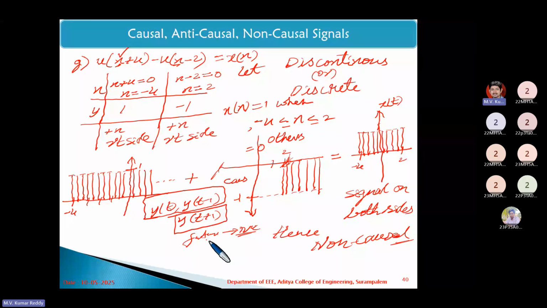Okay, this is the concept for a system, but this is the concept for a signal. Okay, if signal lies on both sides, then it is called non-casual. If the signal lies on right side, then it is called casual. Okay, next.